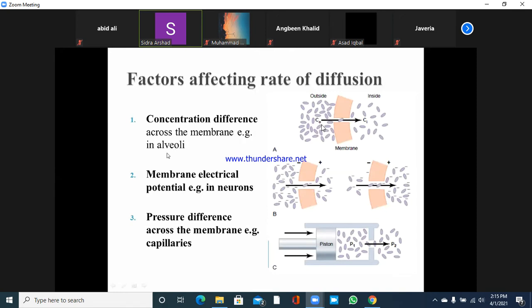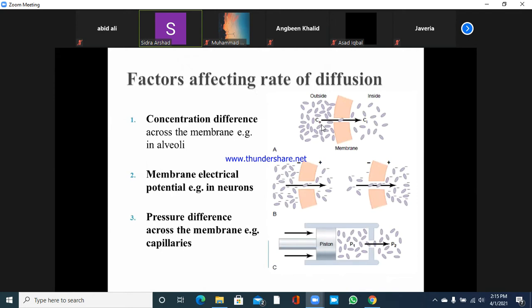And the example is that of alveoli. As you know, these are present in the lungs, and this is where the gaseous exchange takes place. That gaseous exchange takes place because of this concentration difference, because the air that we are inhaling is rich in oxygen as compared to the blood that is coming to the lungs for oxygenation.